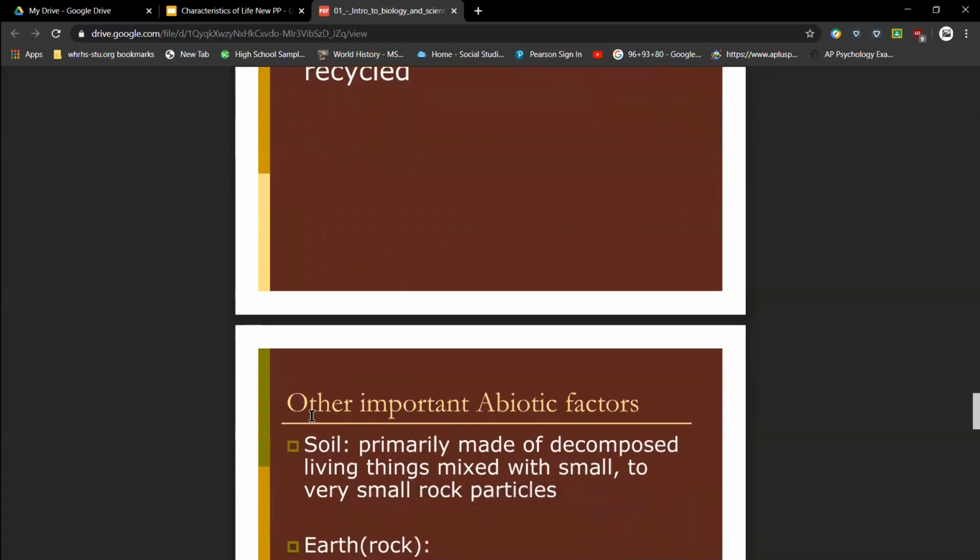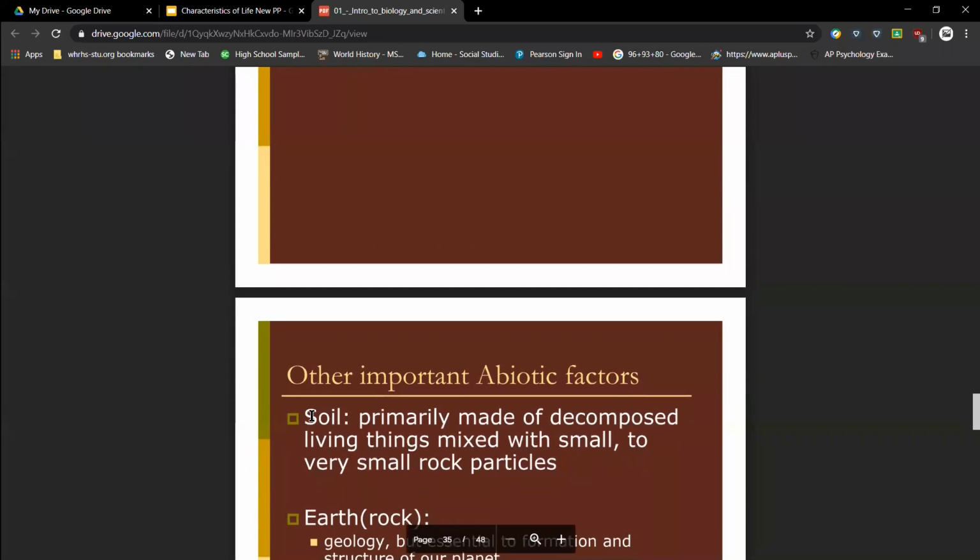Okay, so other important abiotic factors are soil. The reason why soil is so important is because it contains a lot of nutrients. The topsoil, or the top layer of soil, is very filled with nutrients because it contains a lot of decomposed and dead living things. And these living things contain things like carbon, oxygen, nitrogen, or CHNOPS, which we know are essential to life. And this is also mixed with very small rock particles, which is why we consider it abiotic.